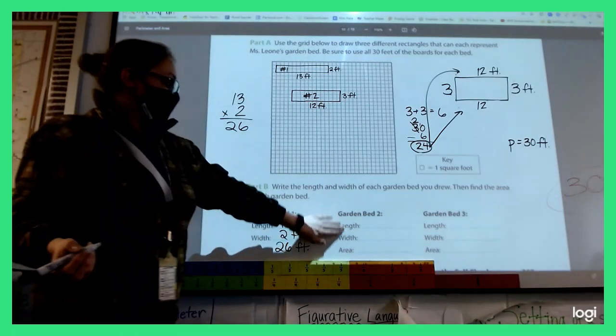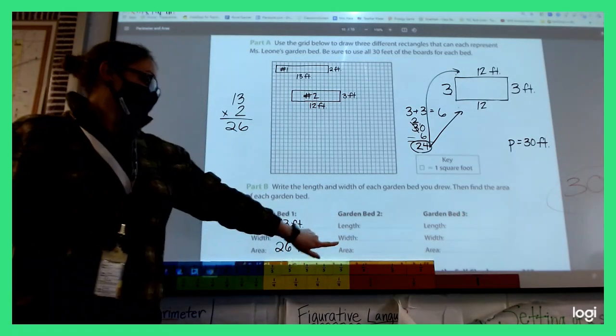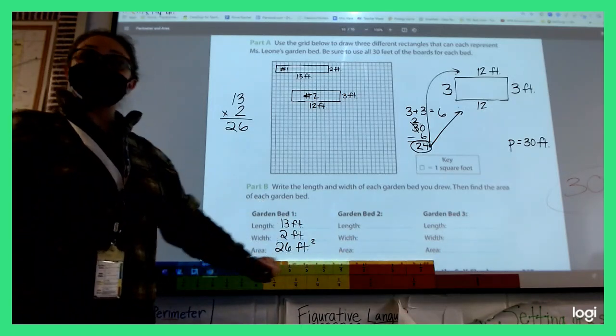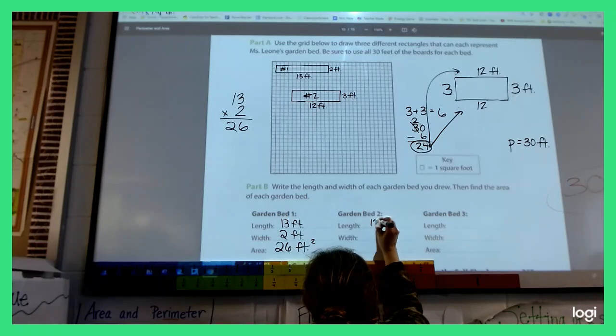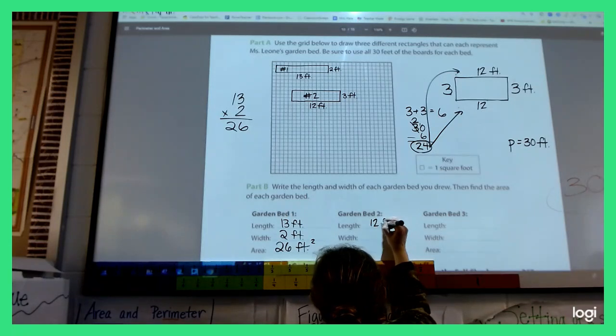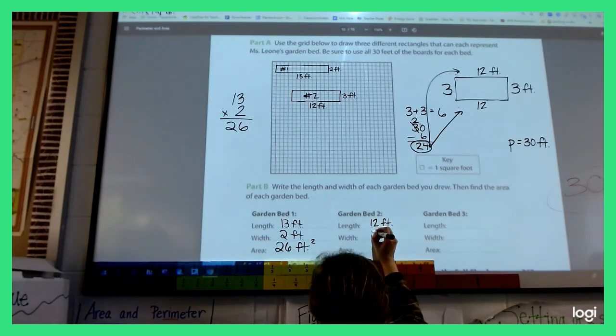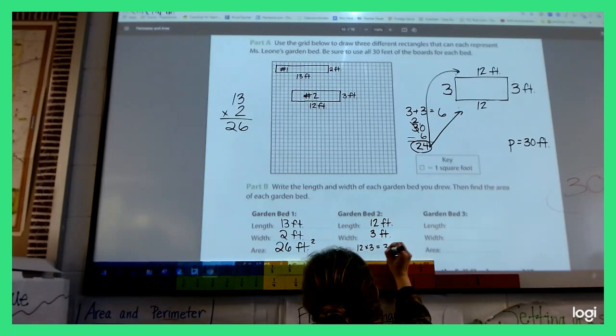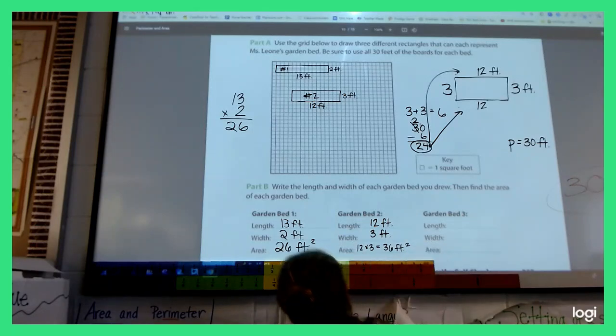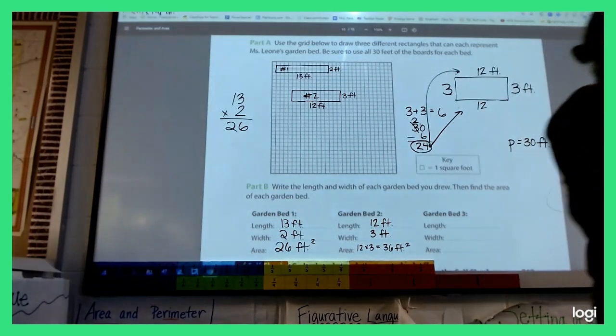So go ahead and fill in your length and your width. And if you can, go ahead and find your area. We all know our formula for area. When I'm done writing, you can give me a thumbs up if you agree. And I think I got my label right this time.